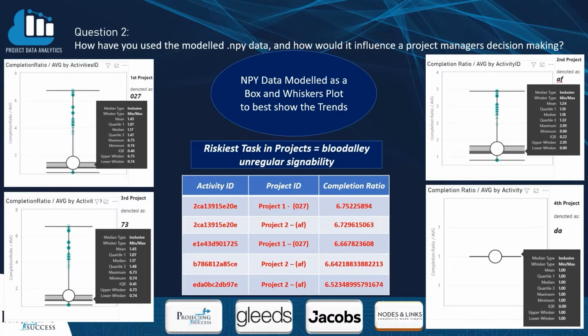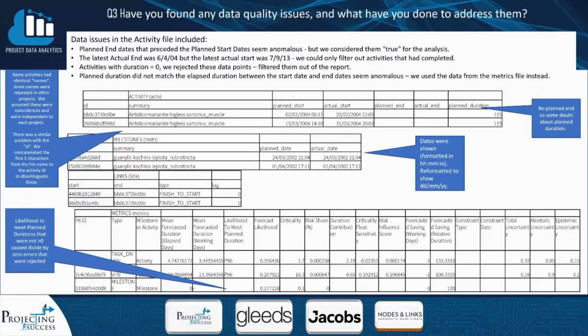Calculating the mean and median also allowed us to measure the overall breakdown of the risk trends on over 2,000 different activities. Lastly, the table below shows the 5 tasks that carried the most risk, and in fact, the top 2, although they were a part of 2 different projects, had the same exact activity ID, meaning the activity Blood Alley Unregular Signability was in fact the riskiest task among this dataset of projects.